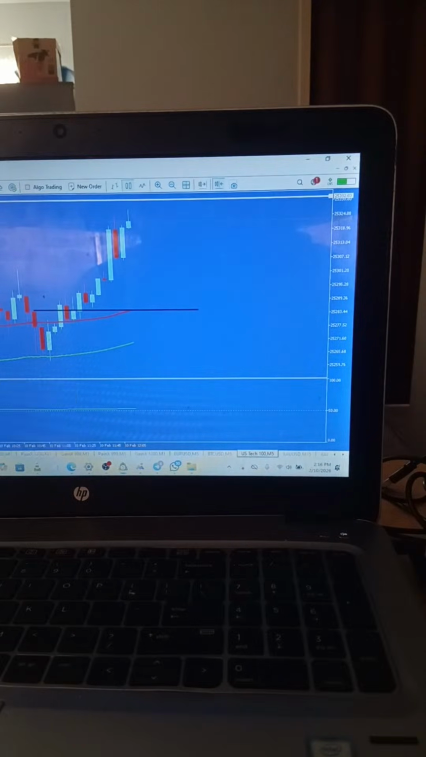Because the 1 minute has a lot of noise, the signals are not that accurate, but on the 5 minute there's a balance. It's not very slow, it's not very fast. So there's a balance. On 5 minutes, you'll be able to do this clearly.